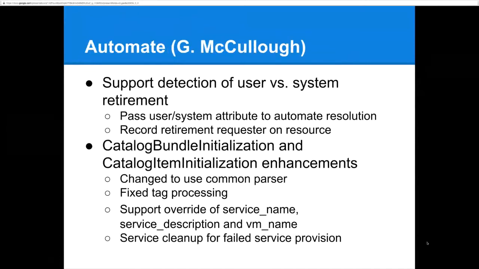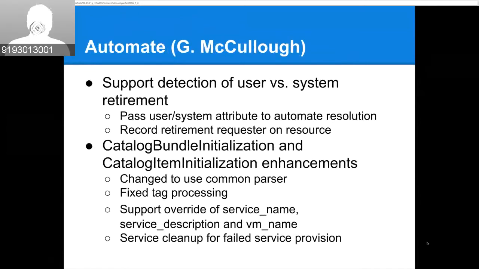All right, so on the Automate side of things, this was a request that we had for a while and came up when we did the last major round of retirement work: being able to determine if a retirement was initiated by an individual user or by the system, like a scheduled retirement event. So we now pass a flag along so that you could use it in resolution if you wanted to drive to a different state machine depending on that value.